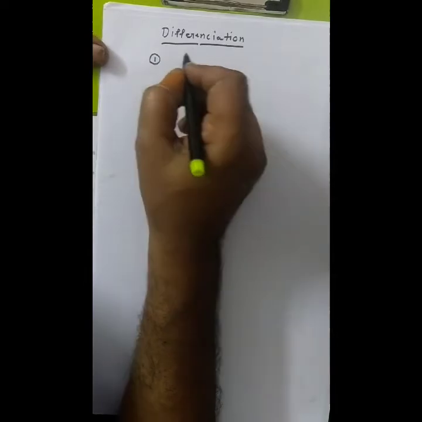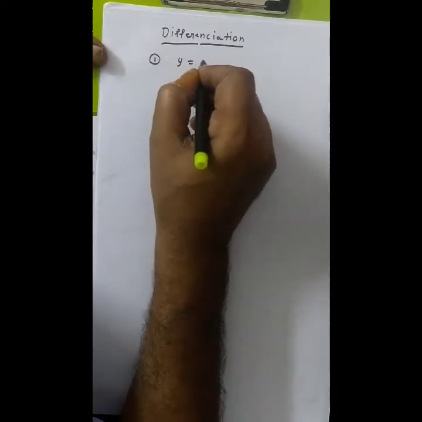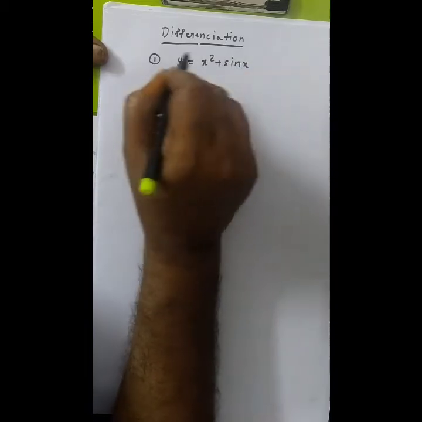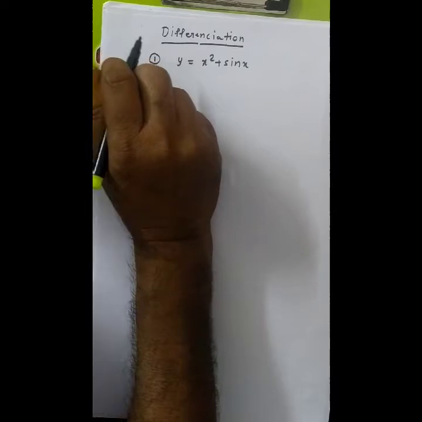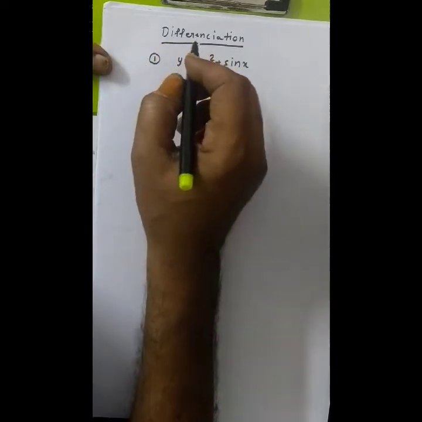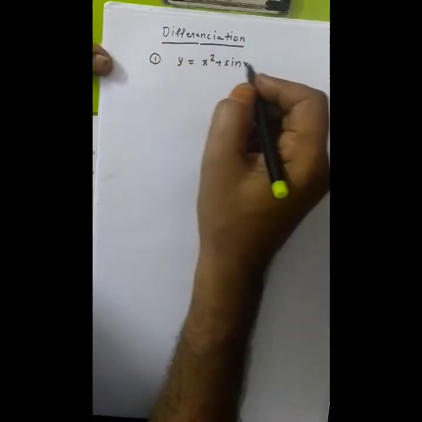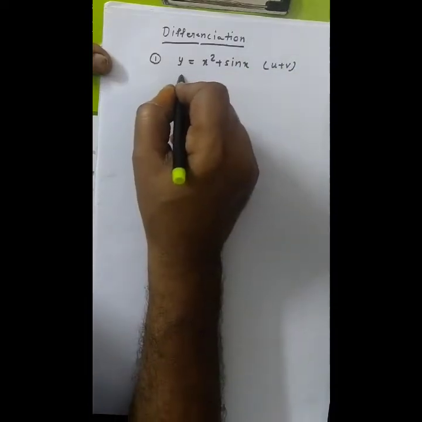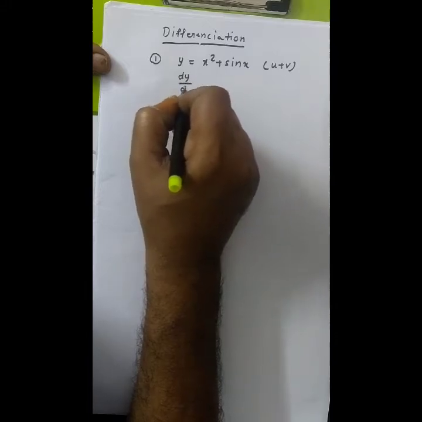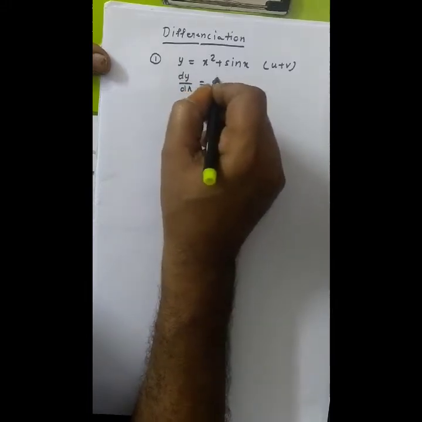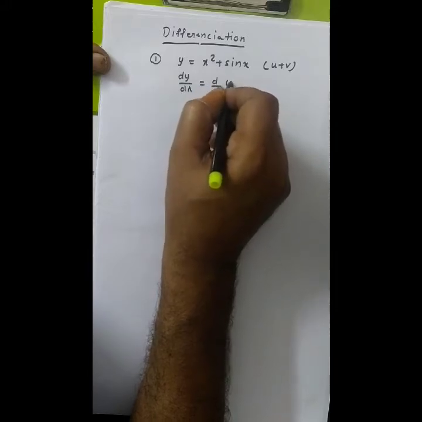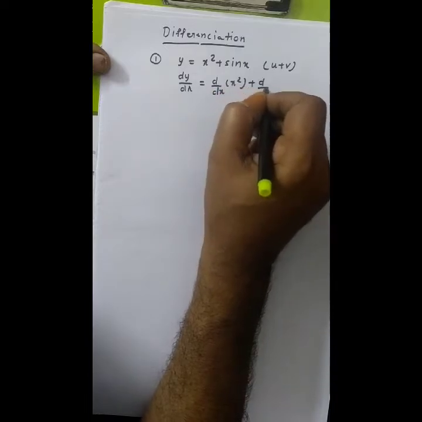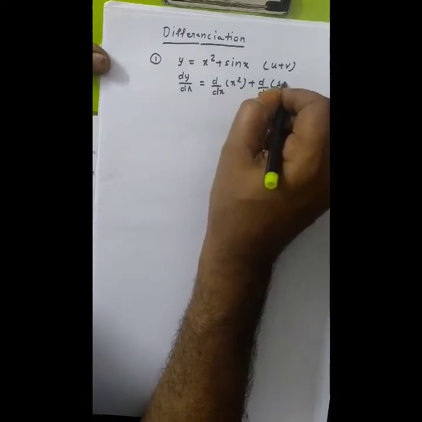I will take y equals to x square plus sin x. The method you can use in all sums, this will be the common method. First step, you have to see in which algebraic form it is. It is in the form of u plus v. So to apply the u plus v formula, you can write dy by dx equals to d by dx of x square plus d by dx of sin x.